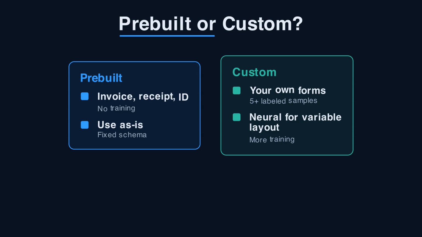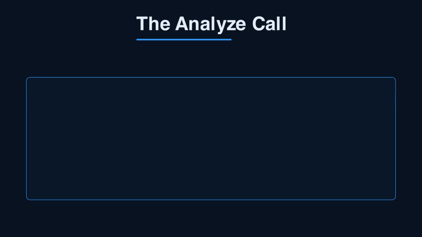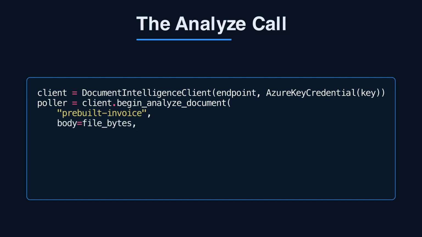Custom template models need as few as 5 labeled samples and work well when layout is consistent. Custom neural models handle variable, unstructured layouts but want more samples and more training time. Rule of thumb: try the pre-built and the general layout model first, and only train custom when the pre-built fields don't match your data. In Python, you use the Azure AI Document Intelligence package.